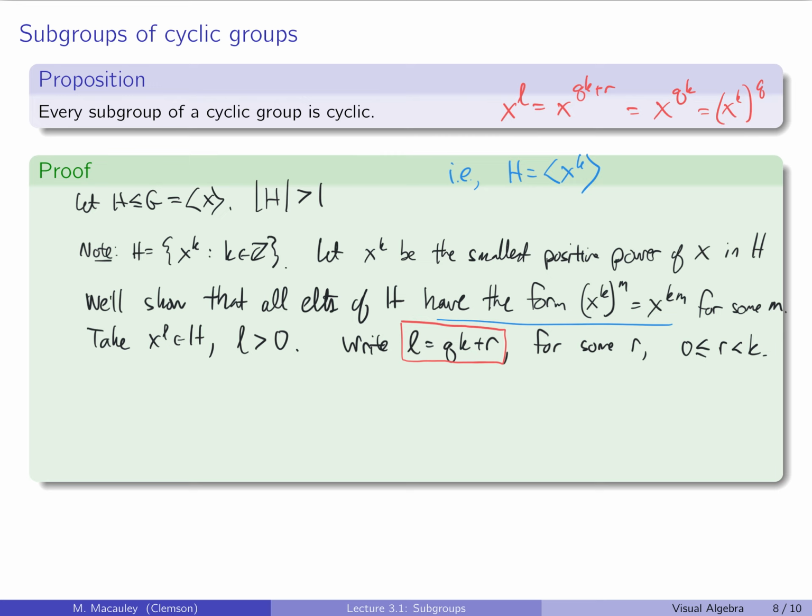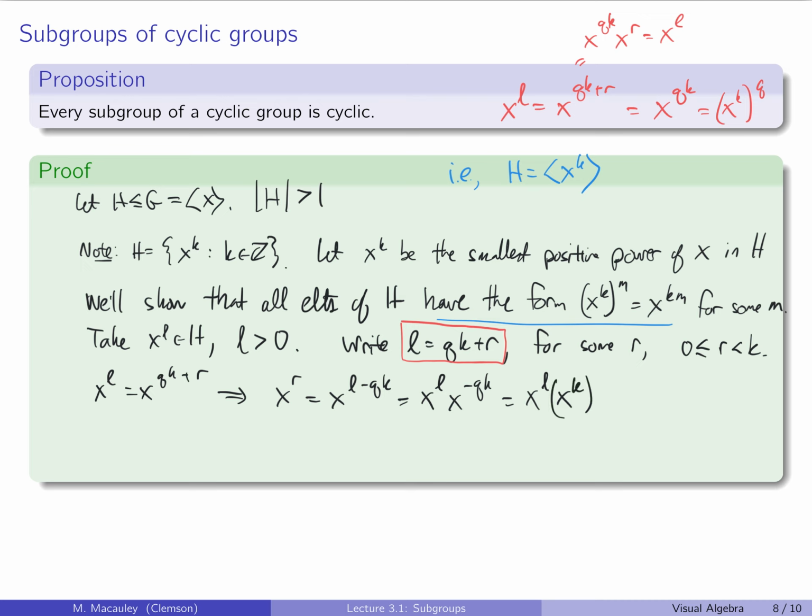Okay, so what's next? Well, let's write that down. x^L equals x^(qk plus r), and we can solve for x^r and write that as x^(L minus qk). This is just laws of exponents. If you don't see it now, this is equal to (x^k)^q times x^r. And if that's equal to x^L, then we can just move this over to the right-hand side like you would in algebra. So this is x^L times x^(-qk). This is x^L times (x^k)^(-q), and we're just playing around with algebra now.